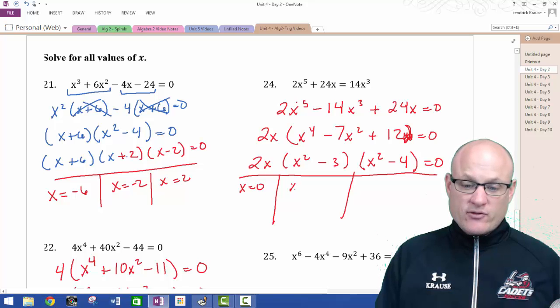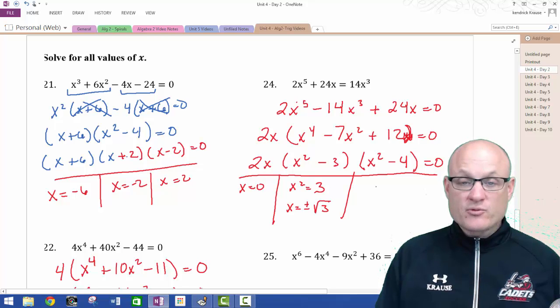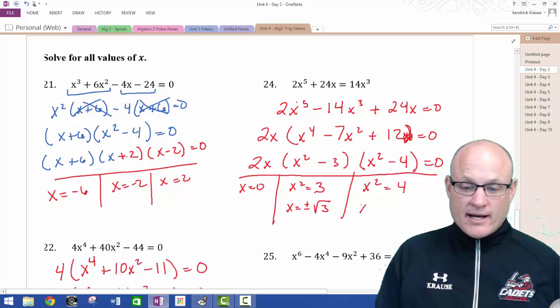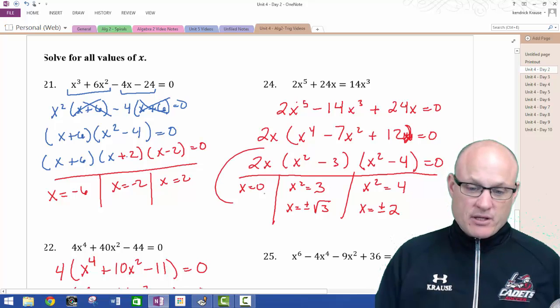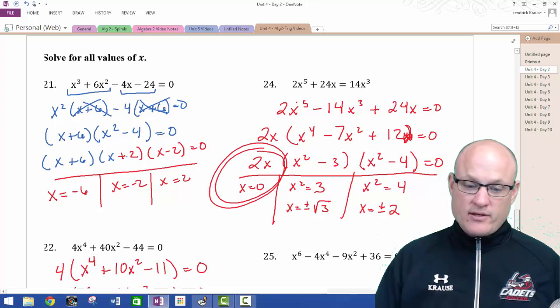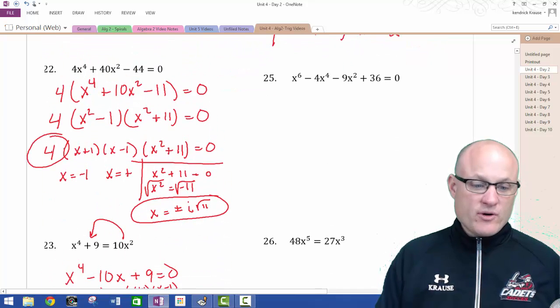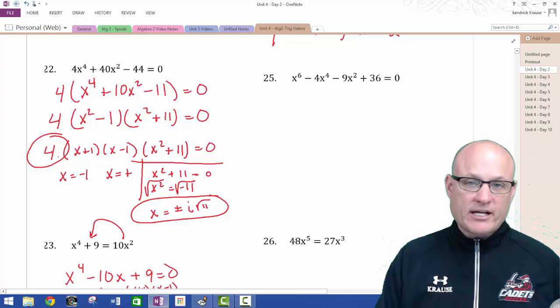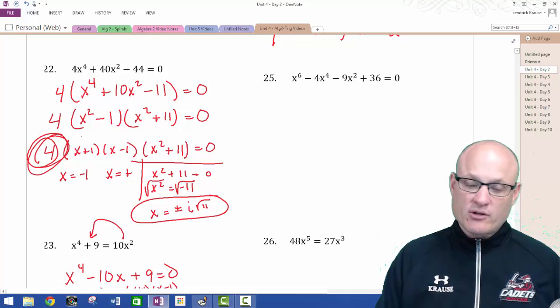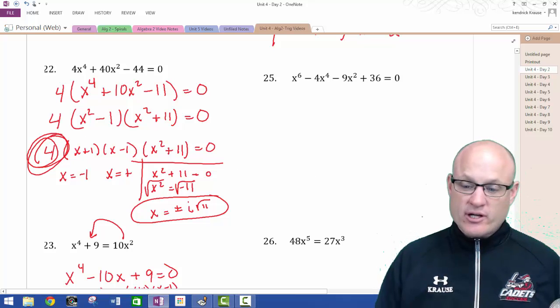This one is x squared equals positive 3, or x equals plus or minus the square root of 3. This one, x squared equals positive 4, or x equals plus or minus 2. Now notice this one gave me an answer of 0, when this problem here did not give me an answer. There's no x out here. There's no way to make this single 4 into a 0. So that doesn't generate a solution.